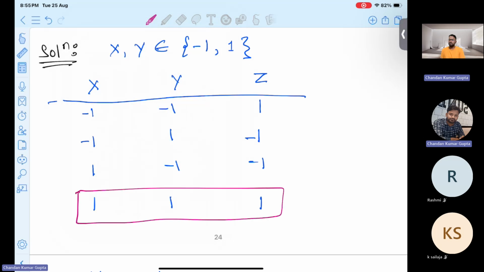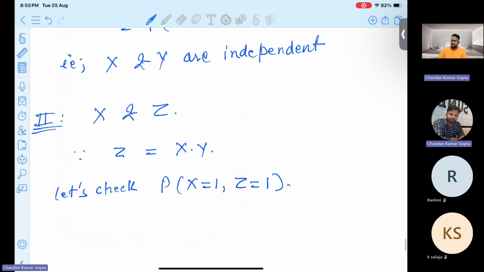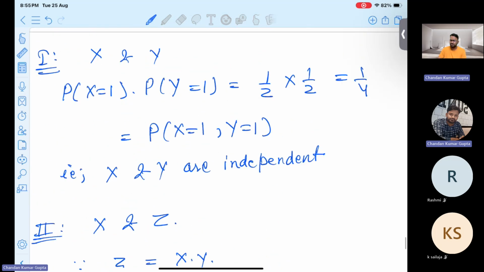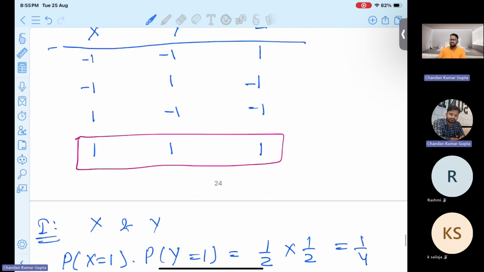For x equal to 1, z equal to 1, we have only one condition, that is y equal to 1. You can see here, for x equal to 1, z equal to 1, we get y equal to 1. There is only one condition, so necessarily we will get y equal to 1. There is no other option. So the probability that x equal to 1, z equal to 1 is 1 by 4. It is already calculated from here. All have the same probability: 1 by 4, 1 by 4, 1 by 4, and 1 by 4.